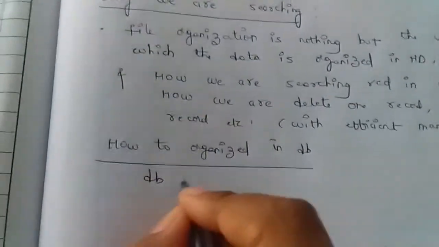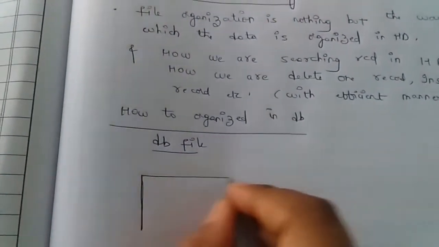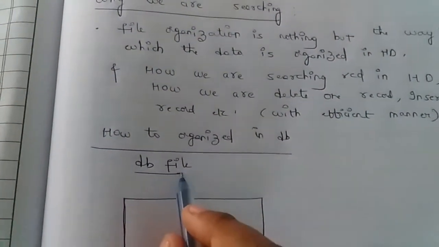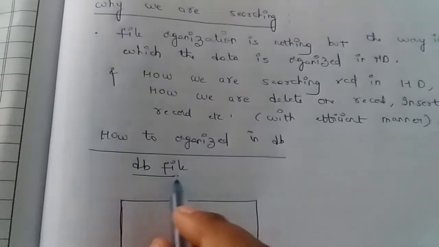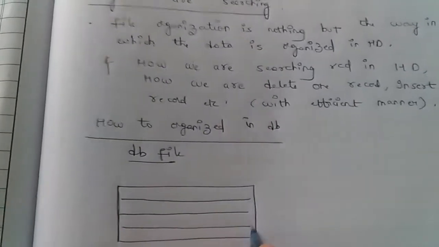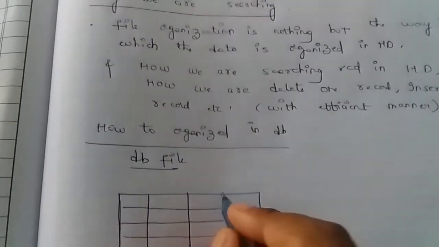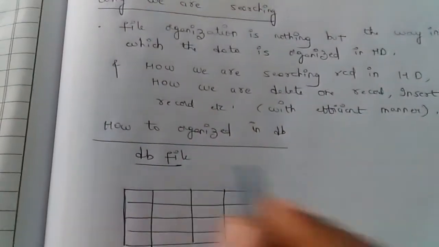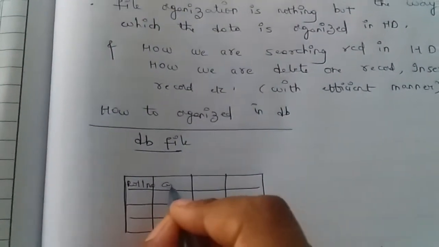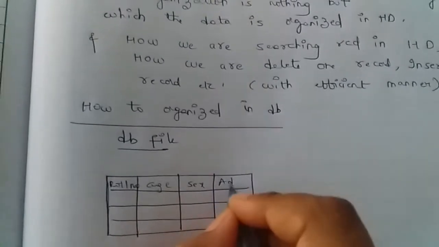For example, this is the DBMS file, meaning the data file. We already discussed that files consist of a sequence of records. Each record consists of fields. This is the database file. First one is the roll number, second one age, sex, and address.